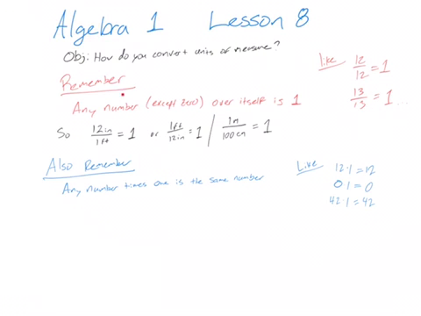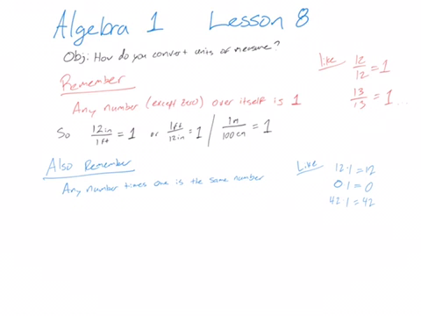Before we go any further, although, you need to remember these couple of things. Any number, except 0, over itself is 1. Like 12 divided by 12 is 1. 13 over 13 is 1. And you're going to use that fact. Also, you need to remember that any number times 1 is the same number. So like 12 times 1 is 12, 0 times 1 is 0, 42 times 1 is 42.